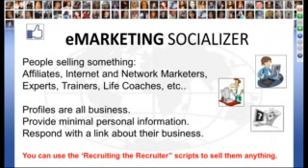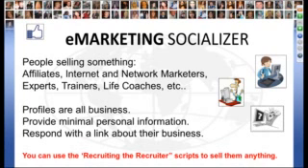Another group are what we call the e-marketing socializer. These are people that are selling something. They're affiliates, they're internet and network marketers, they're experts, they're trainers, they're life coaches. Their profiles are all business. They provide minimal personal information about themselves, and typically when you write to them, they respond back with a commercial and a link about their business. Now the interesting thing is most of these people are not making any money. Most of them are doing it part-time, and you can use the recruiting the recruiter scripts to sell them anything.